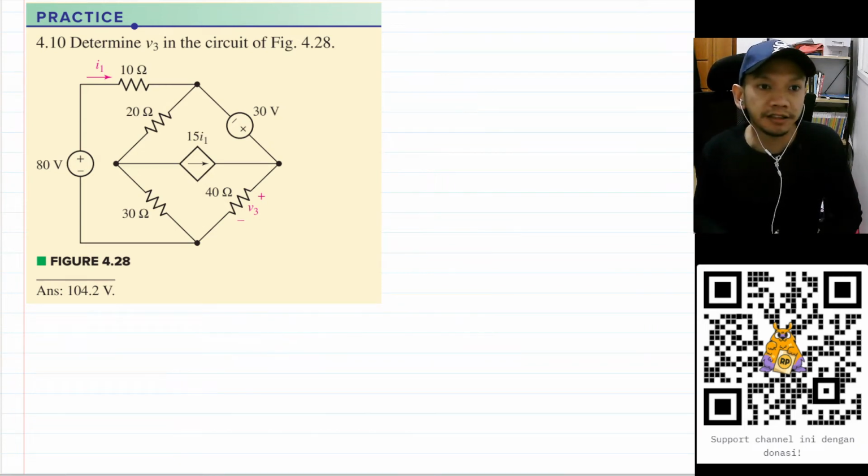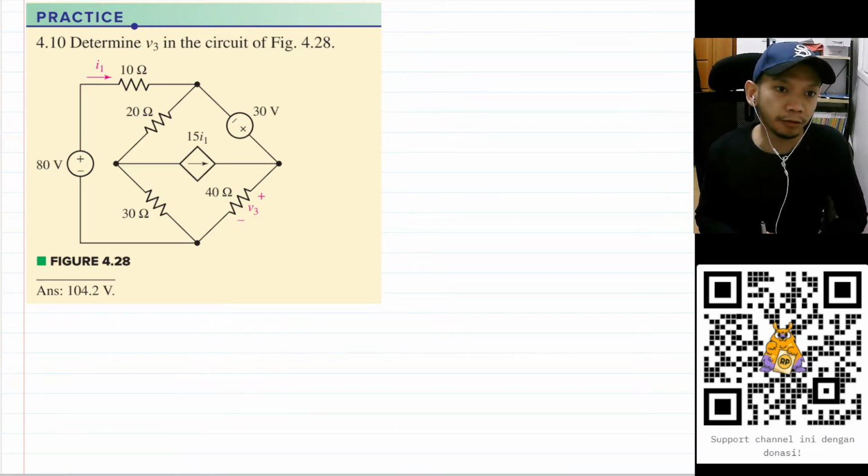Hello, my name is RD and we are going to solve practice problem 4.10 from Hayt's book: determine V3 in the circuit of figure 4.28. So V3 is here, and we are going to use loop analysis.